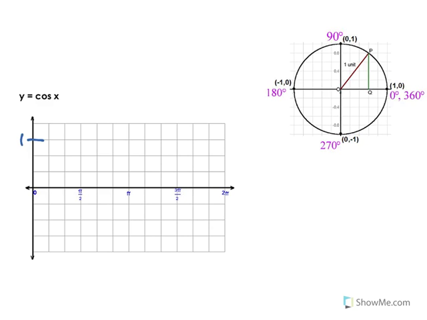All right, for cosine of x, remember that's the x value of the point on the unit circle. So at 0 radians, we have 1. So I don't know why I just drew that at 0. Let me fix that. So we're at 1. For pi over 2 radians, our x value is 0. At pi radians, our x value is -1. At 3 pi over 2, it's 0. And at 2 pi, we're back up to 1.